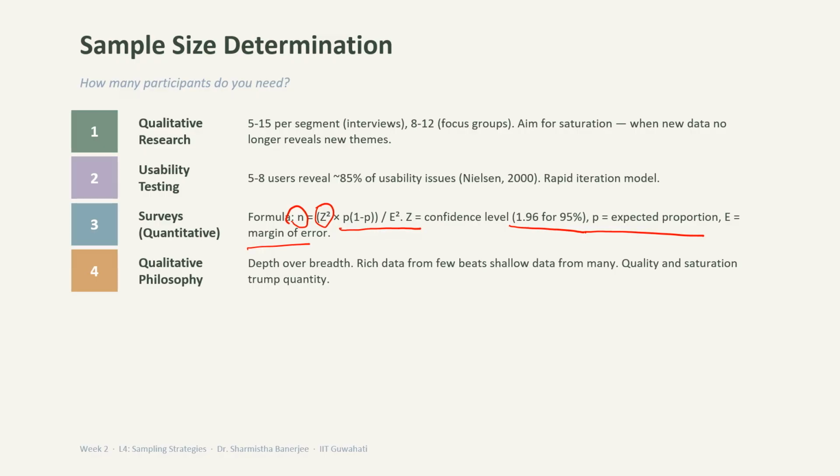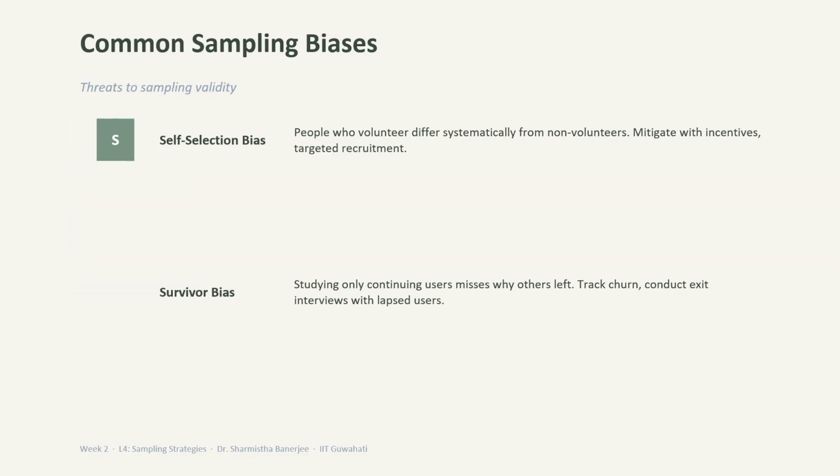Now, some of the common sampling biases that you have to be careful about: self-selection bias is the first one. People who volunteer differ systematically from people who do not volunteer for your study. So, you have to mitigate it with incentives and targeted recruitment.